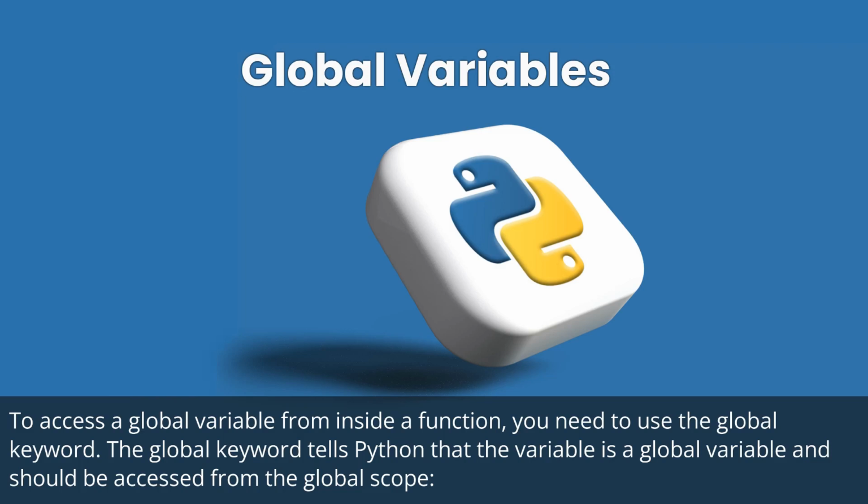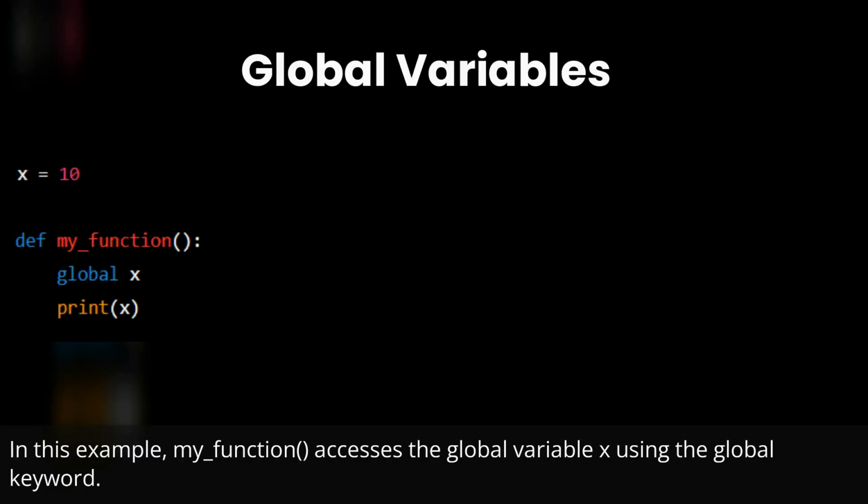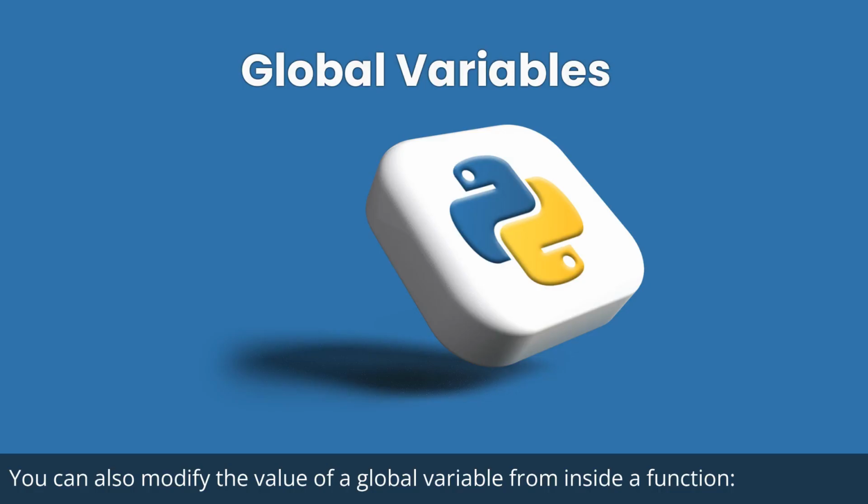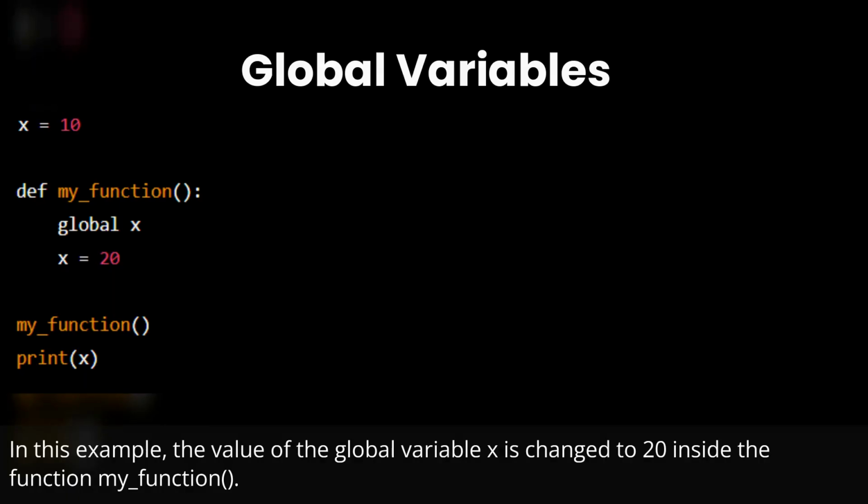To access a global variable from inside a function, you need to use the global keyword. The global keyword tells Python that the variable is a global variable and should be accessed from the global scope. In this example, my_function accesses the global variable x using the global keyword. You can also modify the value of a global variable from inside a function. In this example, the value of the global variable x is changed to 20 inside the function my_function.